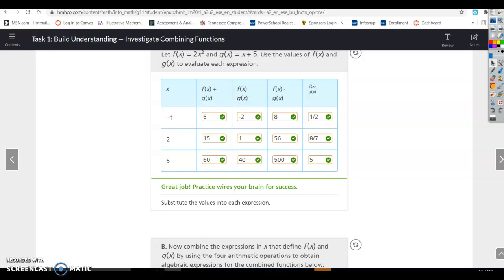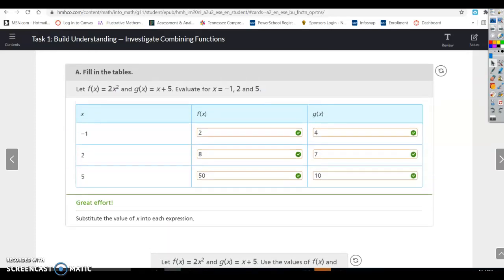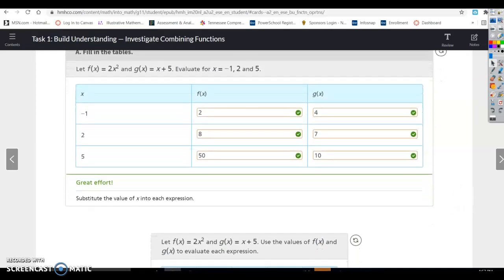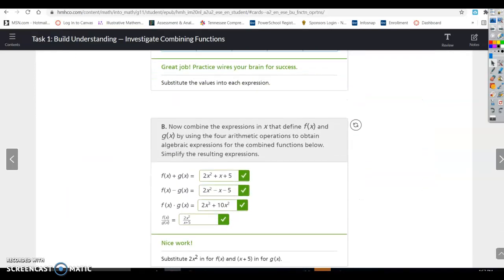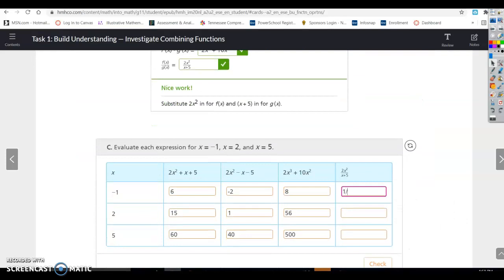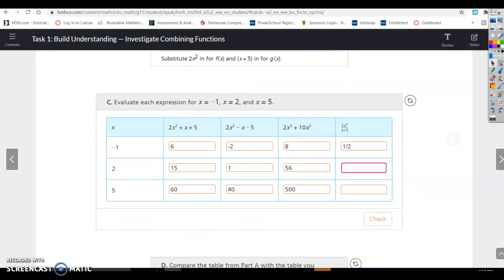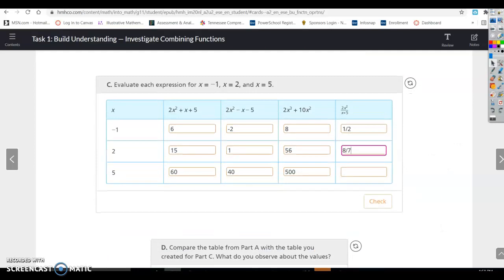All right, division we've got one half. Sorry, I got distracted there. 1/2, 8/7, and 5.